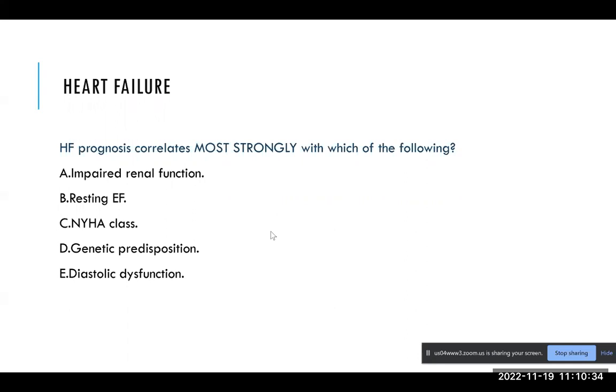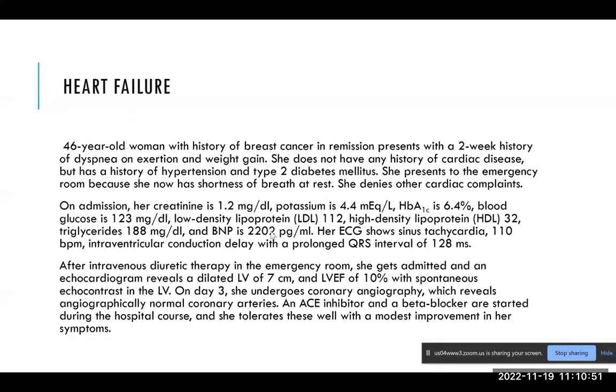Then we came to know that the creatinine is the most powerful indicator for mortality. Increasing creatinine, decreasing GFR, is more important than decreasing EF.